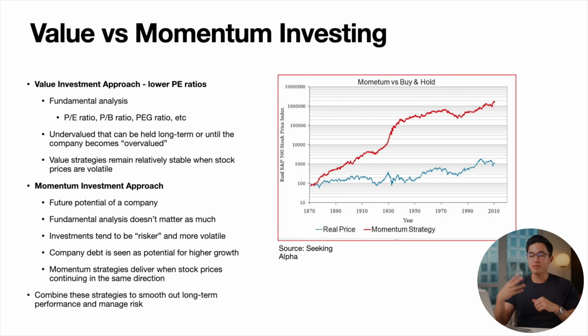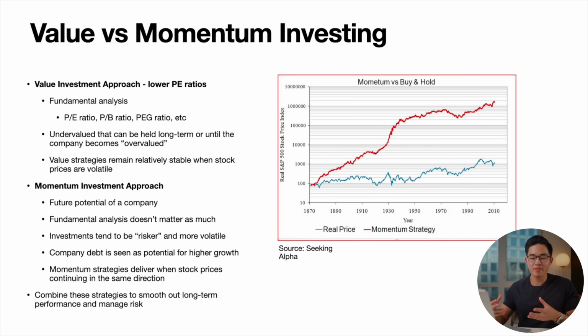There are two main investing styles that we're going to talk about today: value investing versus momentum investing. So with the value investment approach, you're buying companies that have lower PE ratios. You care more about the fundamental analysis. So like I said, PE ratio, the price to book ratio, PEG ratio, etc. You care more about buying undervalued companies that can be held long term or until the company becomes overvalued. And yeah, value strategies remain pretty stable when stock prices are volatile.